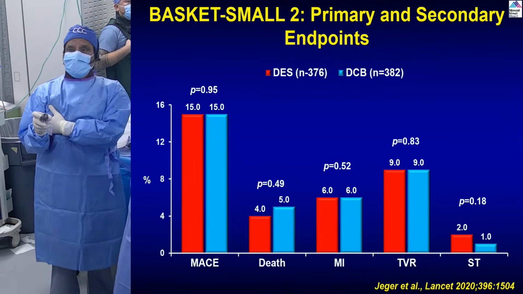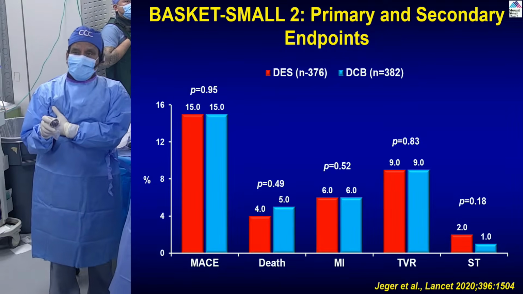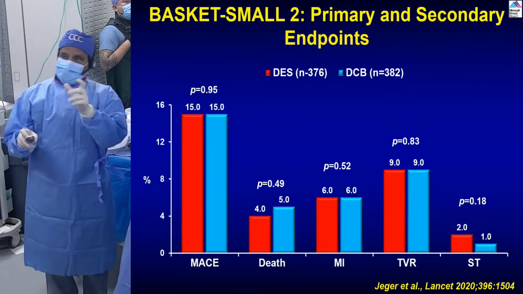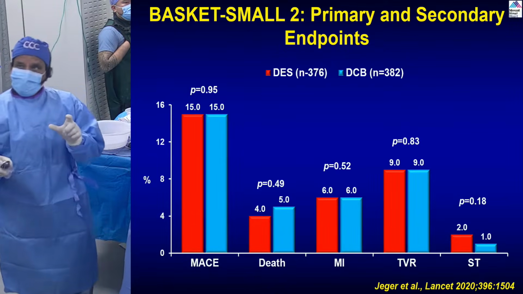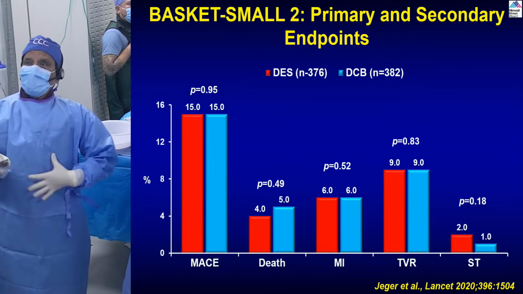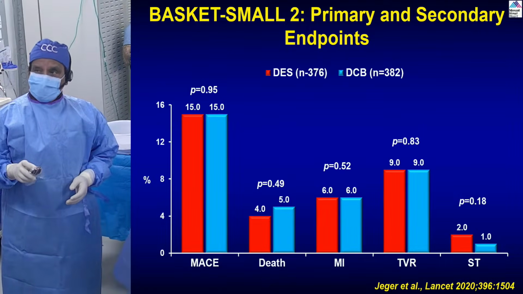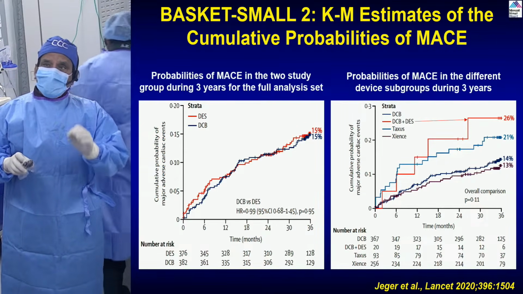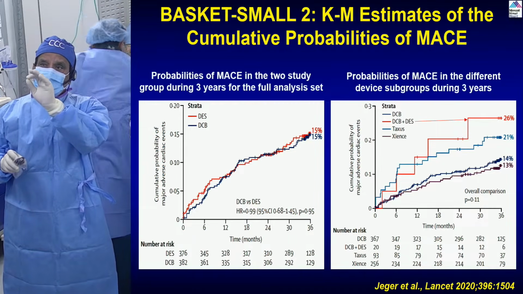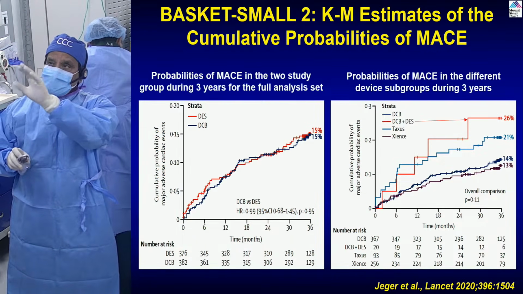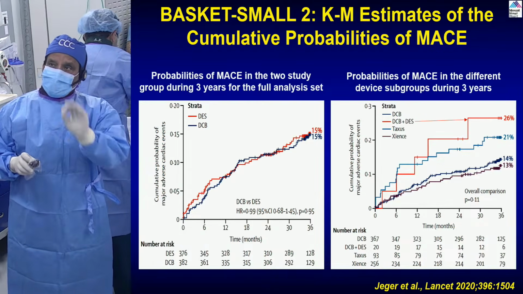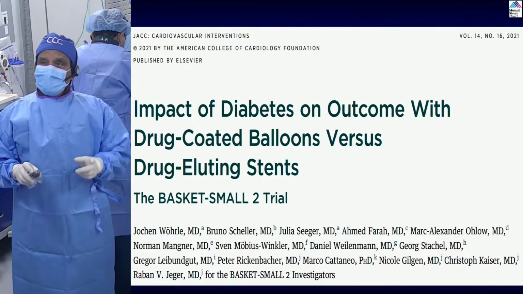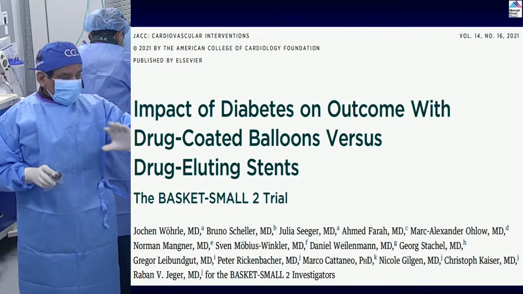So as you can see here, overall 3-year outcomes were basically identical: death, MI, TVR, stent thrombosis. DES actually had 2% versus 1% stent thrombosis. 1% didn't make a difference in overall outcome in terms of significance at 3 years. Within this study, on the left side is the MACE, and if you put a DES after the drug-coated balloon, your event rate was very high. That was done in a small percent of cases, and the overall message was that both were identical.